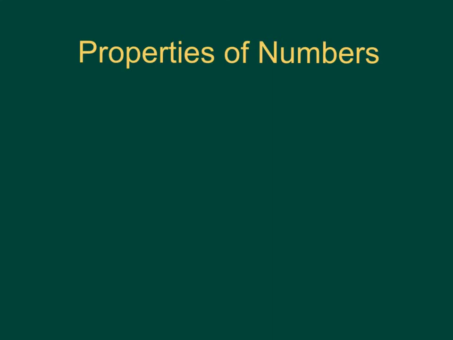We're going to discuss a few types of properties of numbers. Properties of numbers would be things like the additive identity, the multiplicative identity, the commutative property of multiplication, etc. So we're going to talk about those briefly. So first we're going to start with the additive identity.